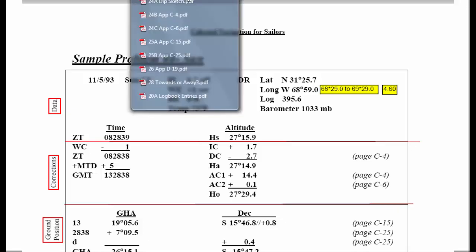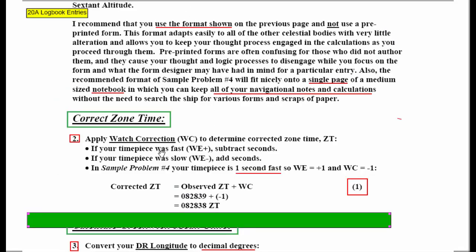So going back here, we have a watch error which is fast, therefore we're going to subtract it from the zone time. The zone time was 08:28:39, and therefore we're going to subtract that 1 second from the 08:28:39 and get a corrected zone time of 08:28:38.